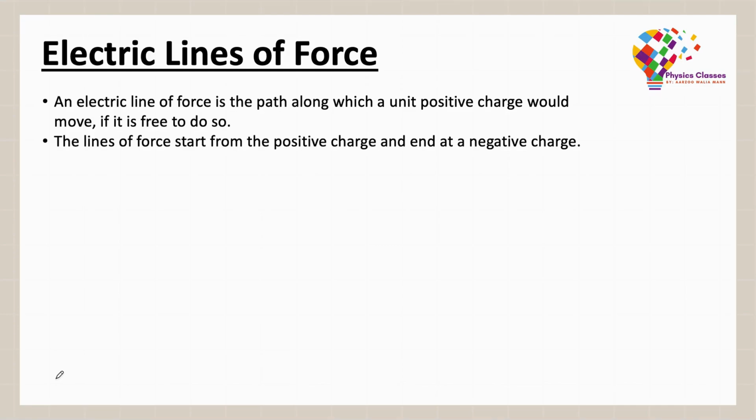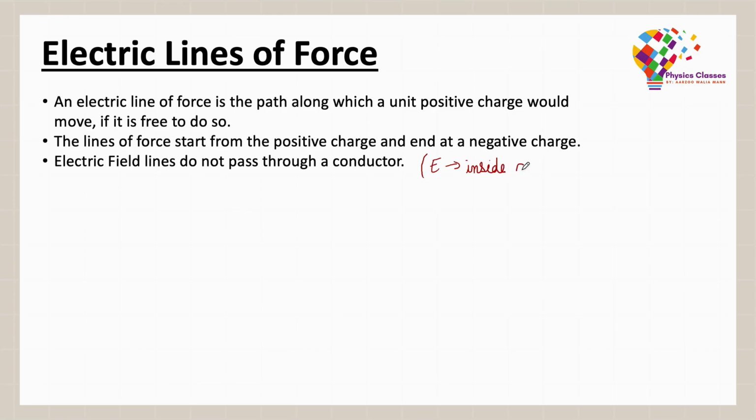Secondly, these lines will always start from a positive charge and end at a negative charge, as I told you earlier as well. Thirdly, these electric field lines never pass through a conductor. Now, they never pass through a conductor because the electric field inside a conductor is always zero. There cannot be any electric field inside a conductor. Why is it like that? The reason is that all the charges in the conductor reside on the surface. There is no charge inside it. So therefore, there is no electric field inside the conductor.